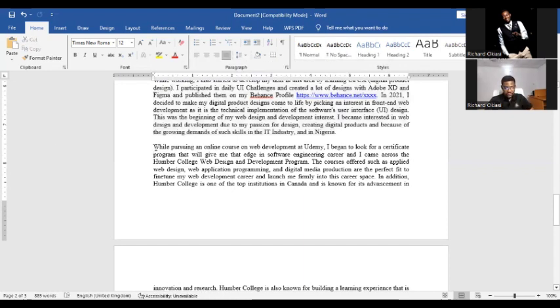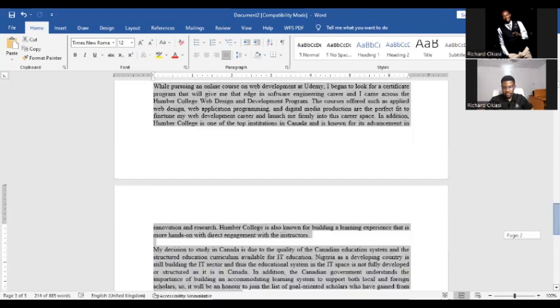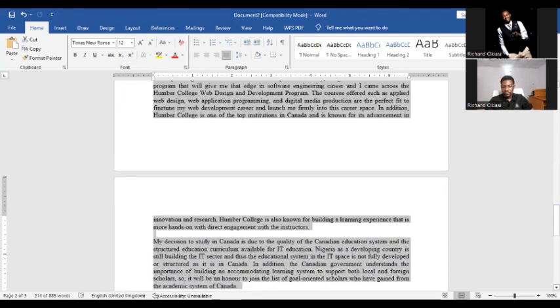Now, in this next paragraph, she talks about how she came about picking the school and the country. These two paragraphs, she talked about how she picked the school and the country. So you can see it, and you can see why, pursuing an online course on web development at Udemy, I began to look for certificate programs that would give me an edge in a software engineering career, and I came across the Humber College Web Design and Development program. So this was how she came across the school, and she wrote a bit more about it.